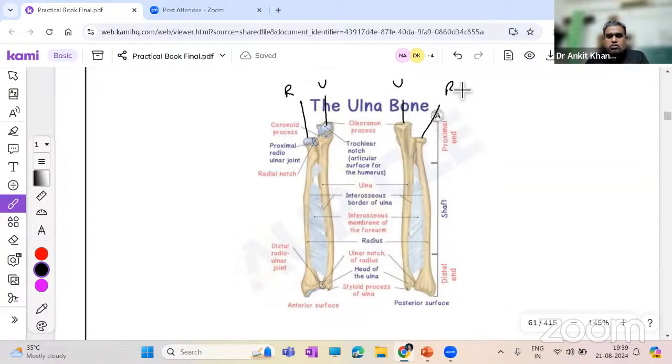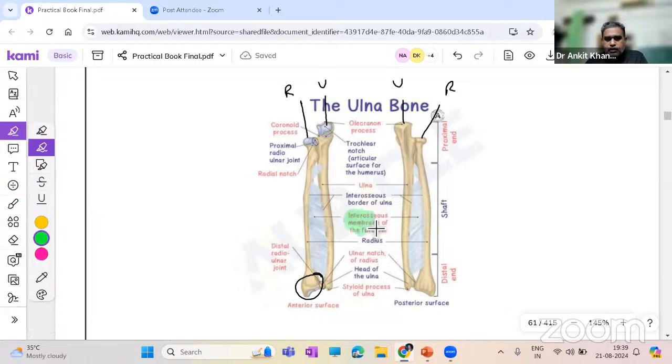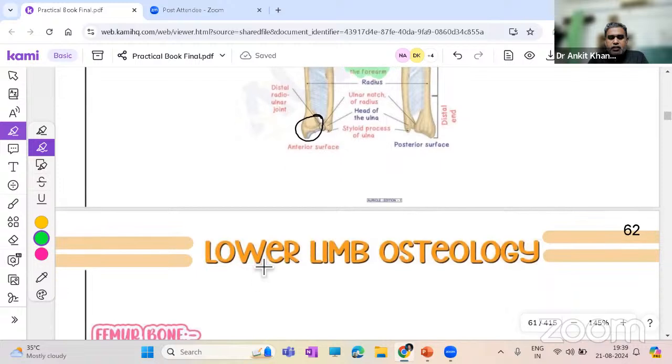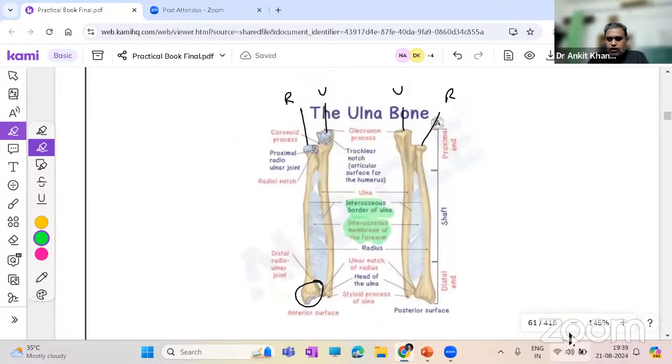There's the radius, when you are seeing the anterior view, and when you are seeing the posterior surface. Look at the lower end of the radius, the styloid process and all that. And between them you have the interosseous membrane. Let me highlight this. This is the interosseous membrane of the forearm. And look at the interosseous borders. These are the sharp borders that help you a lot in identifying the bone. So this was about the bones.